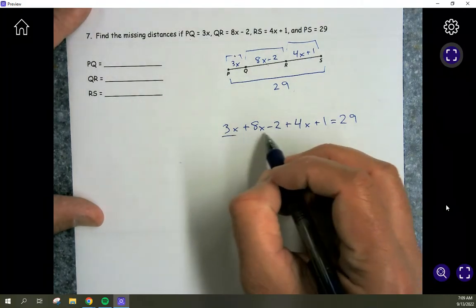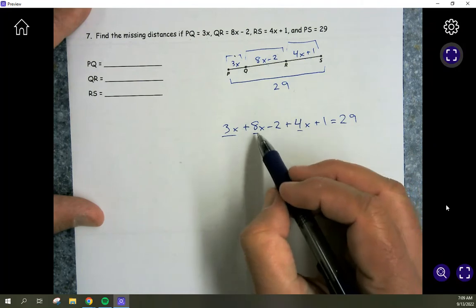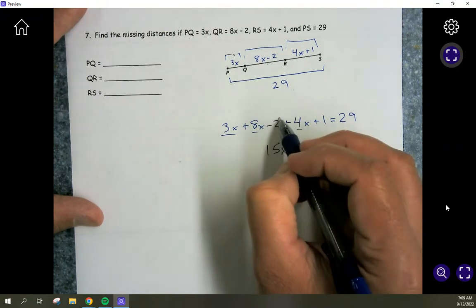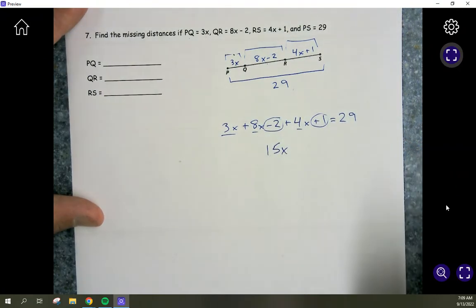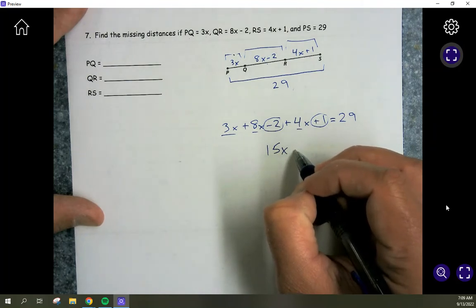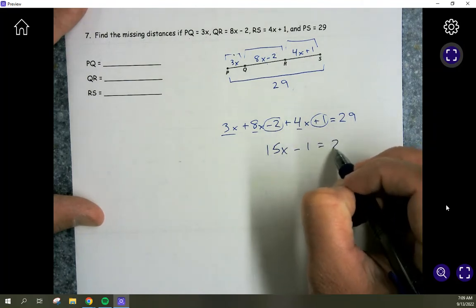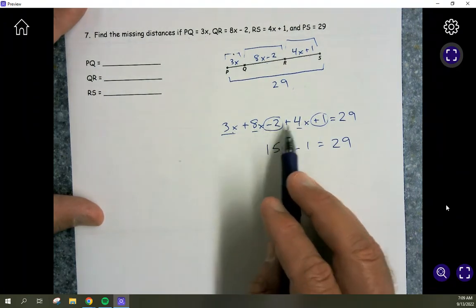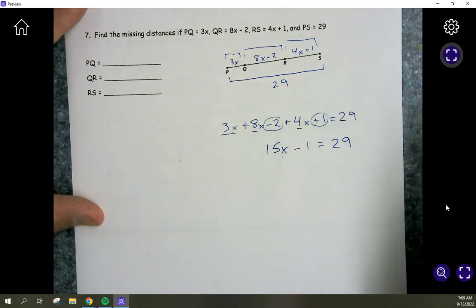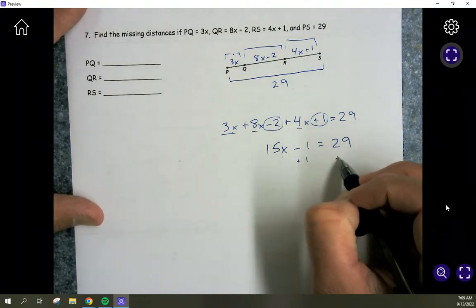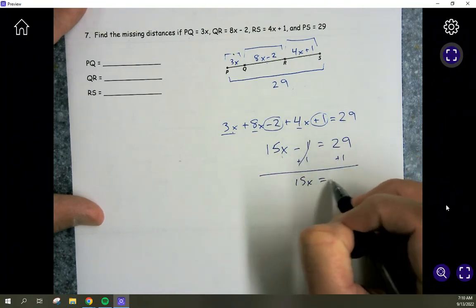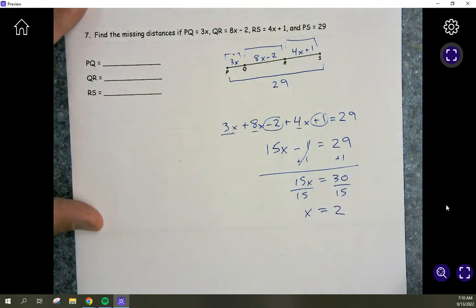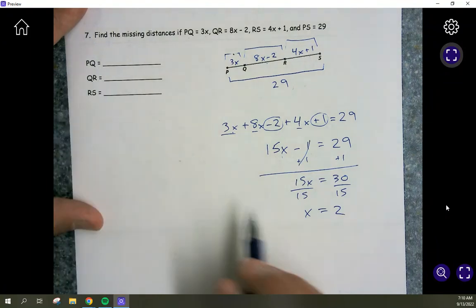Pretty straightforward. Combine all your x's, they're on the same side of the equal sign. 8 and 4 is 12, plus 3 is 15x. Combine like terms here, -2, +1. That would be a -1. So all I did on the left side of the equation was combine like terms. Put your x's together, 15x. Put your whole numbers together, -1. And now we've got a basic equation, just solve it. So add 1 to both sides and divide. So x equals 2.